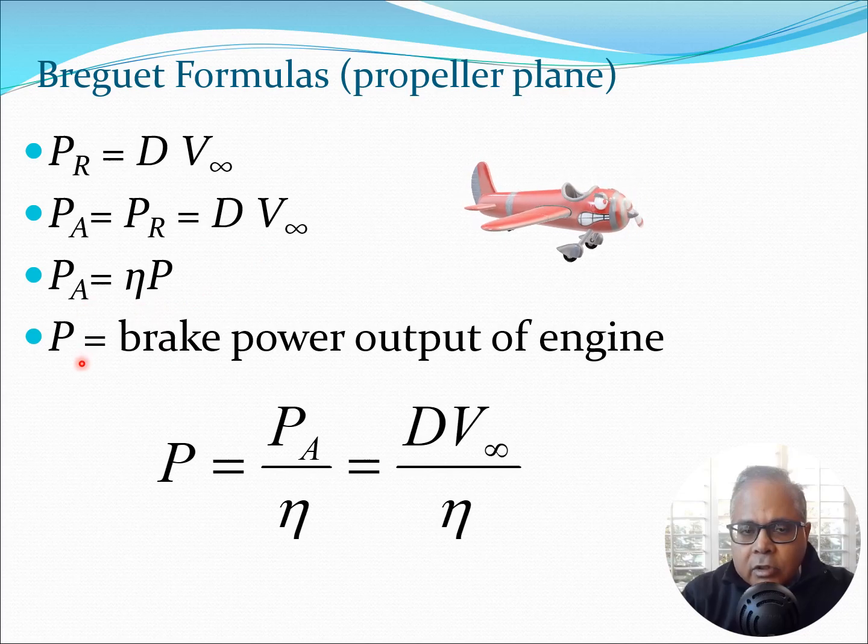Now, all the power which is produced by the engine is not necessarily available to the aircraft. Some of this power is lost. So there is one more equation, that is PA equals eta into P, where capital P represents the brake power output of the engine, and the available power is related to this through the efficiency of the propeller system. So we can write P equals PA divided by eta, which becomes equal to D V infinity by eta. So this is the equation which lets us calculate power as far as the propeller aircraft is concerned.